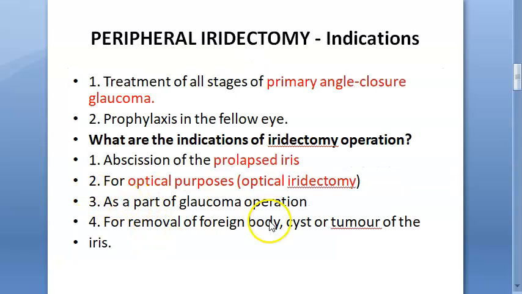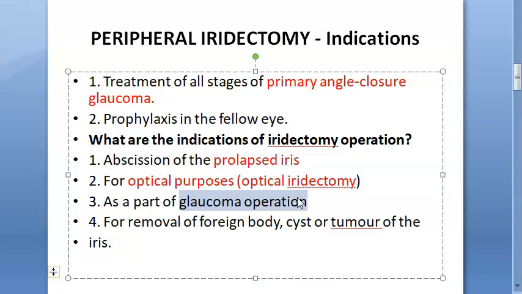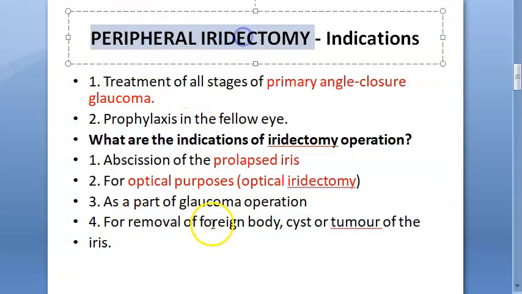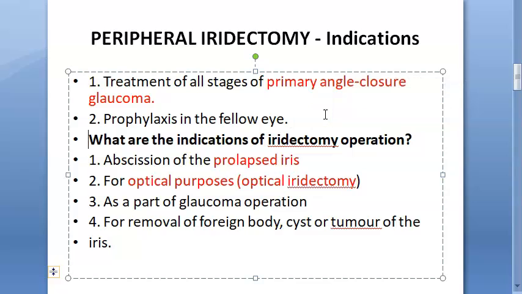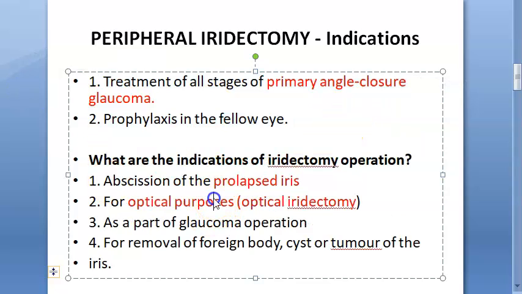As a part of glaucoma operation, what does glaucoma operation mean? Trabeculoplasty, trabeculectomy, or glaucoma drainage device. Are they talking about that as a part of glaucoma operation? For removal of foreign body, cyst or tumor of iris. Oh, these two are peripheral iridectomy indications. These are overall. You can remove foreign body also, and tumor of the iris if you want to remove.